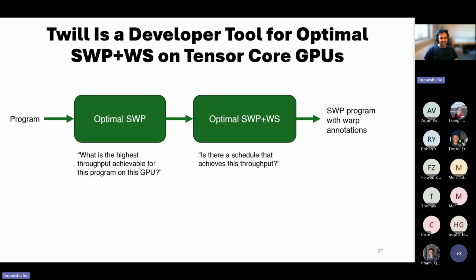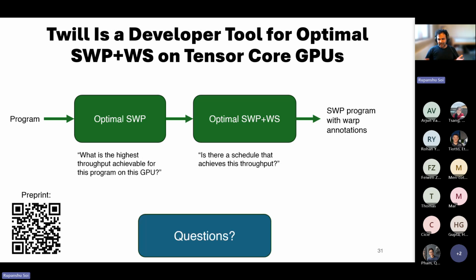So this is my last slide. TWILL is a developer tool for doing optimal pipelining and warp specialization on our modern Tensor Core GPUs. The main idea in TWILL is you decompose the problem into two phases. In the first phase, you use an optimal software pipelining algorithm to compute the highest throughput achievable. And then in the second phase, you use an SMT solver to find an actual schedule that achieves this throughput. Our preprint is available if you want to check it out. Happy to take any questions.